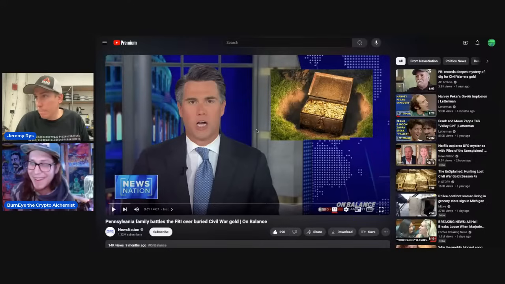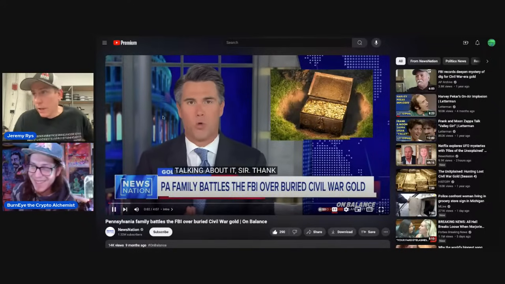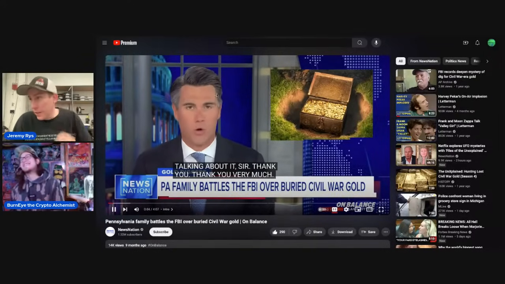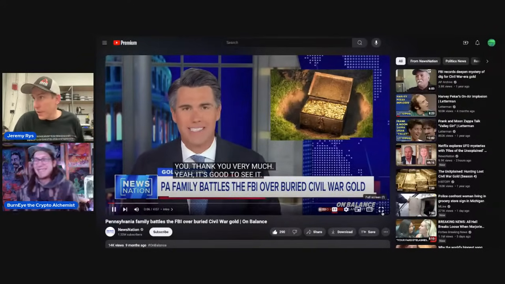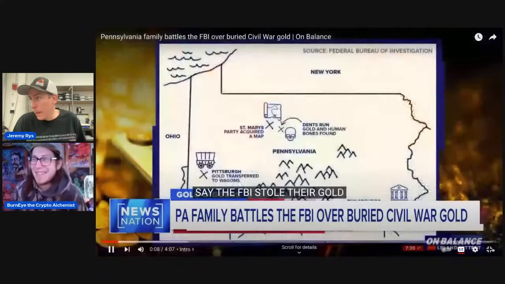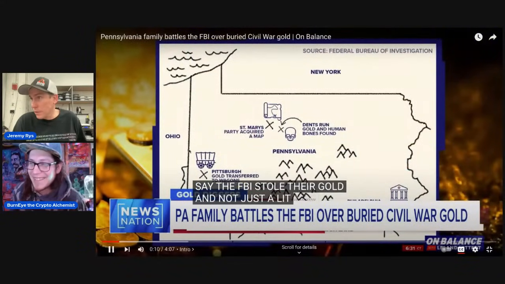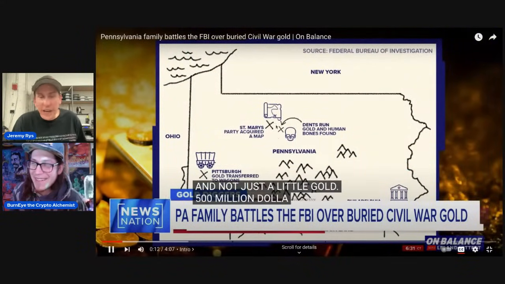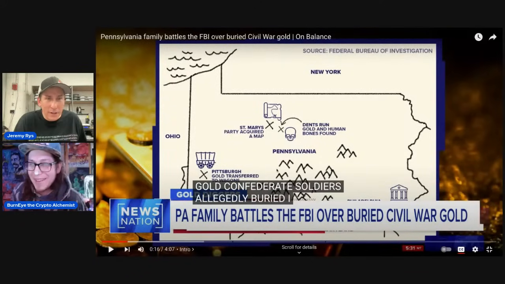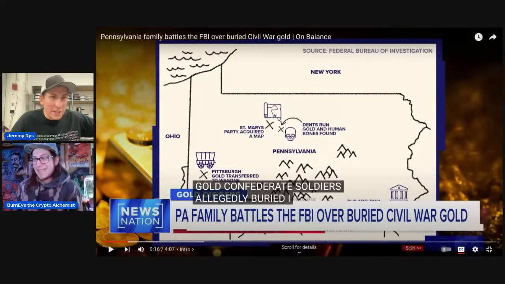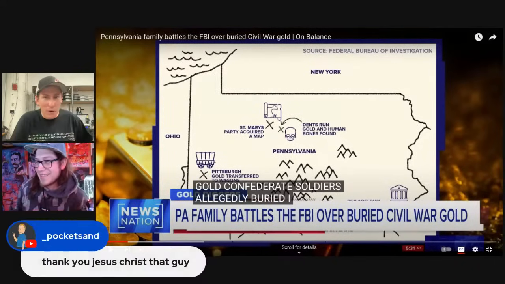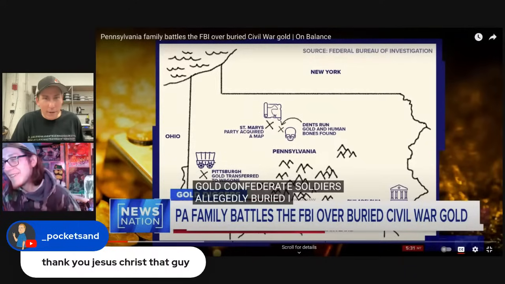All right. The FBI stole their gold, $500 million worth of gold. Confederate soldiers allegedly buried it in the middle of rural Pennsylvania as the Civil War ended. These guys were looking for the Civil War missing gold, and they found it. They said, we got a huge hit. There should be 14 tons of gold buried under the ground here. They went over it with all their equipment.